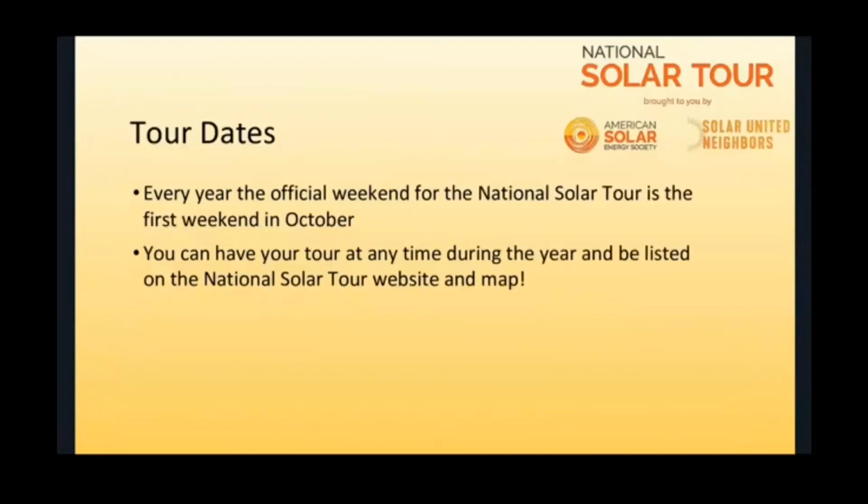Every year, the official weekend for the National Solar Tour is the first weekend in October. However, you can have your tour at any time during the year and be listed on the National Solar Tour website and map. For example, in Alaska, the solar tour is in the spring when the weather is better. In some states that have big football teams and games, they organize the tour around cultural events such as these. So if sports are getting in the way of your tour, don't worry. You can organize your tour at a convenient time for your community.